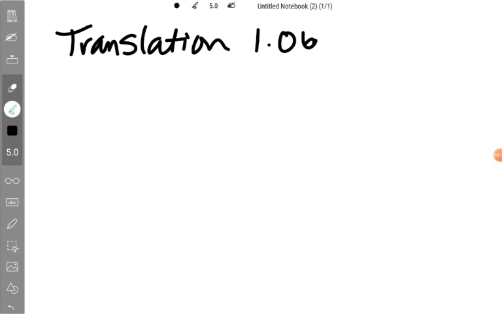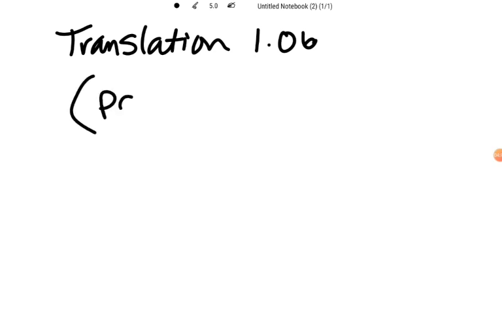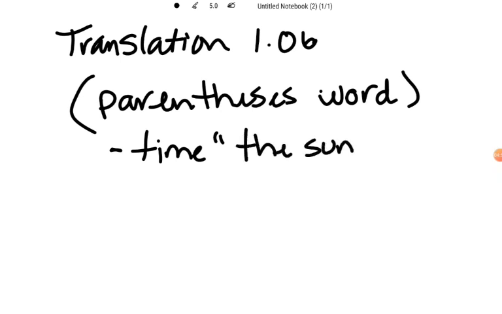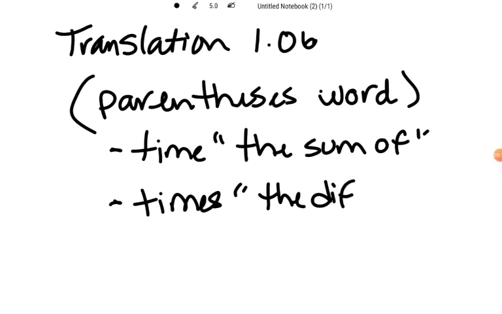Okay, the next we have our parentheses words. So these words would mean that they're going into parentheses. Okay? So if you see times the sum of, then that would be in parentheses. Or times the difference of. Okay? You would put those in parentheses.